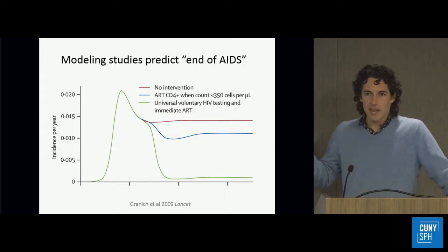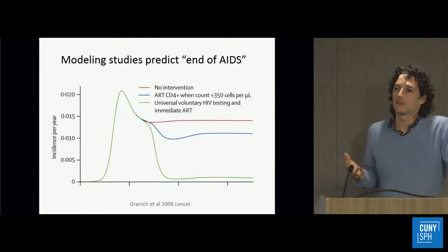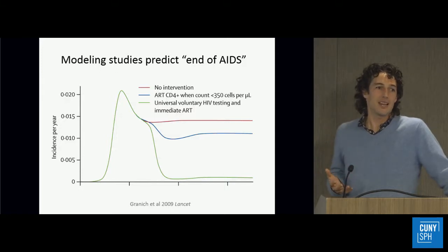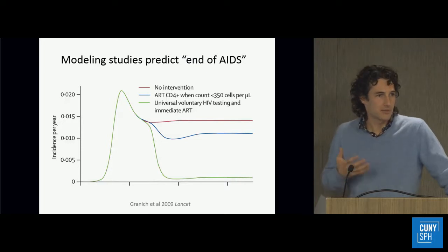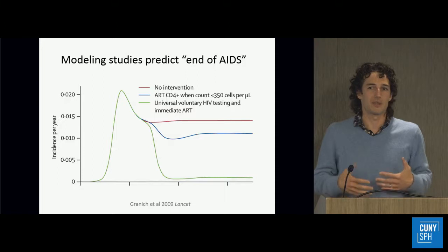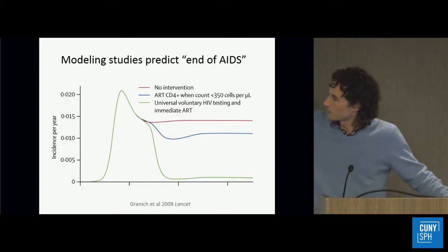So treatment is being scaled up. How would this affect the epidemic? There have been modeling studies that have shown that if you could actually scale up treatment to enough people, you could actually end the epidemic, right? By not just allowing people to live longer, but also by interrupting transmission. By doing that to enough levels that this green curve shows.